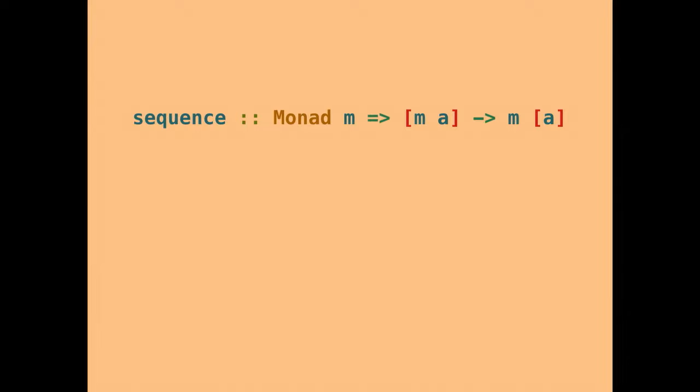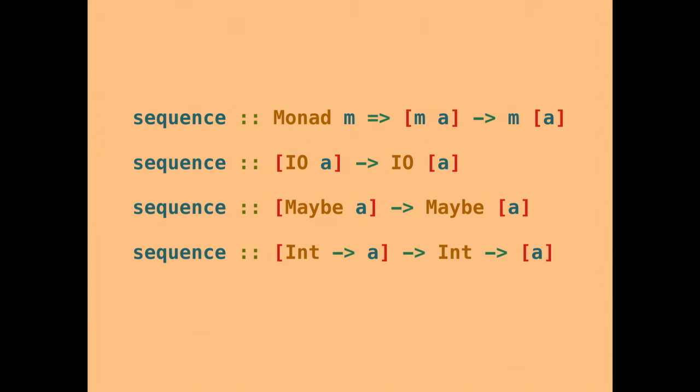And so M could be IO, but M could also be some other stuff. It could be Maybe. Sequence has all of these types. The most general type for sequence, actually it has a more general type than this, but this is as general as I'm willing to go. The type of sequence is at the top, but it also has all of these specialized types. If I specialize M to IO, it has that IO type.